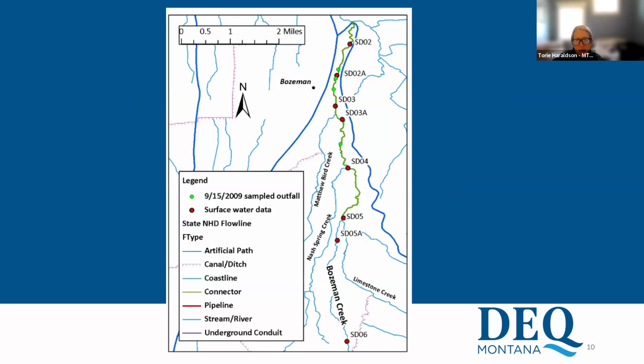Here's a snapshot of the follow-up monitoring that supported source assessment. It's not the cleanest map, but this included synoptic sampling of stormwater, potential stormwater influence, and then surface water sites were placed to capture contributions from tributaries as well.